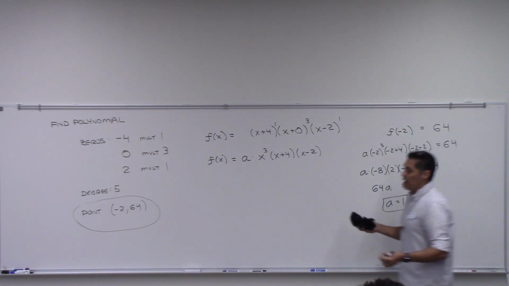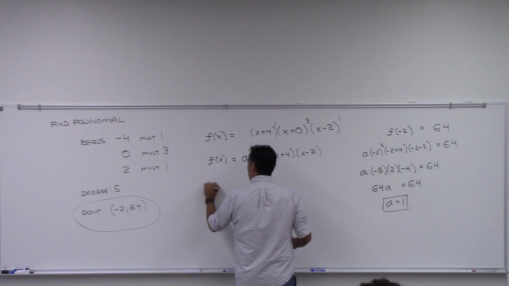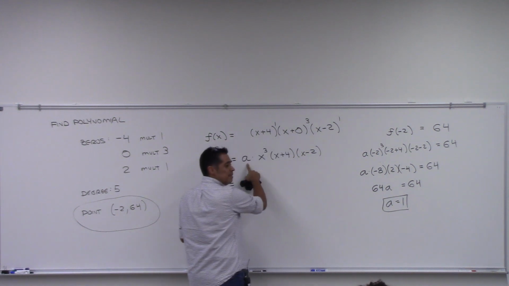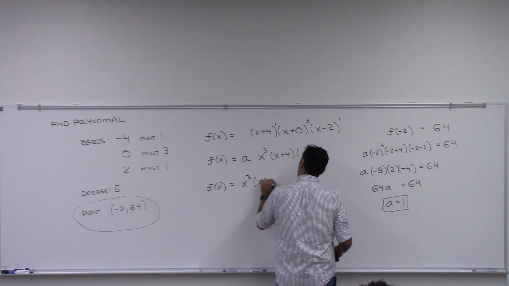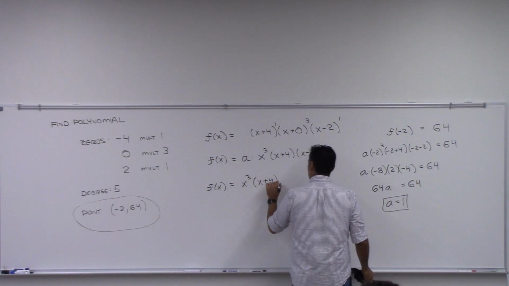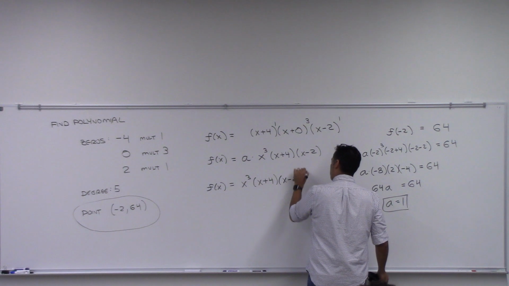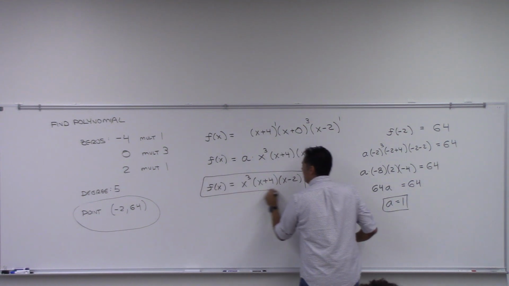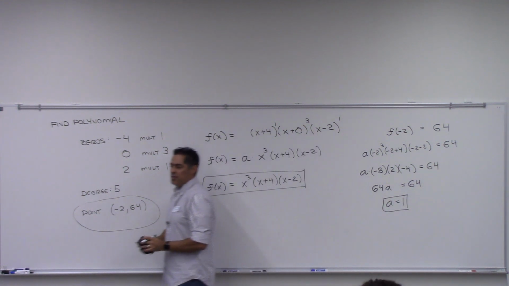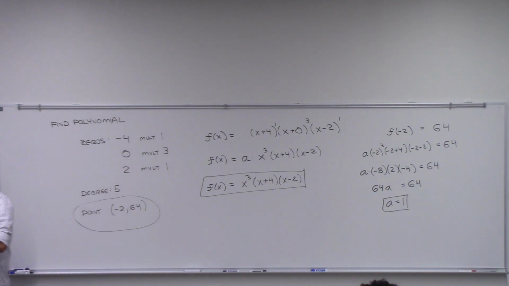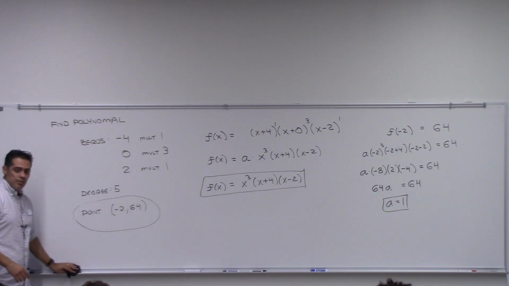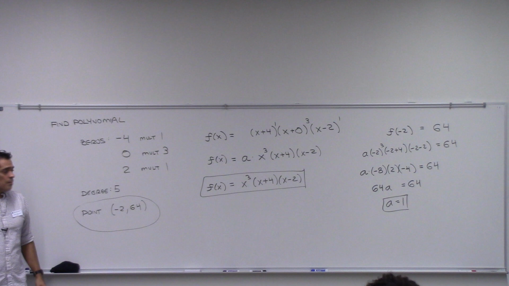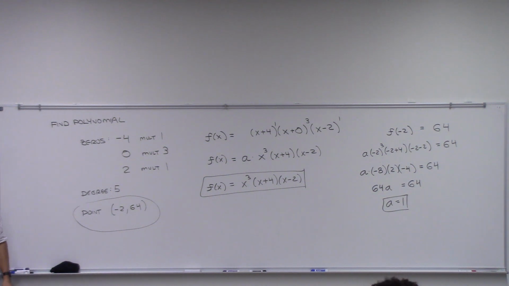Which means my final answer is f of x equals, that A should be a 1, right? x cubed times x plus 4 times x minus 2. All right, if I graph this, I should see the x-intercepts that I'm supposed to have, right? And it should go through the point negative 2, 64. Yes? Are you allowed to? Yes.